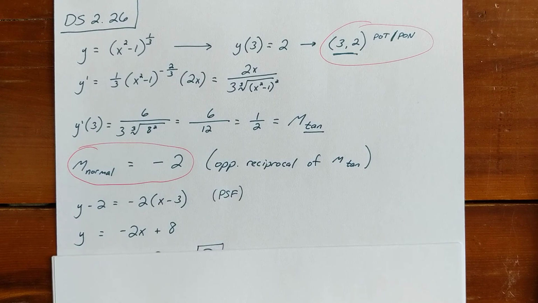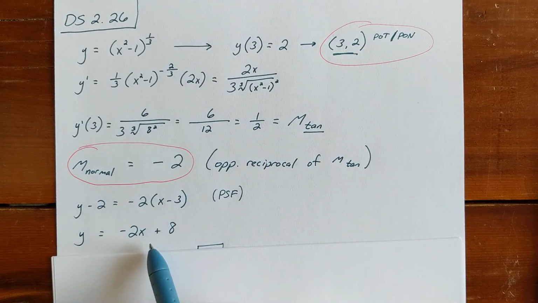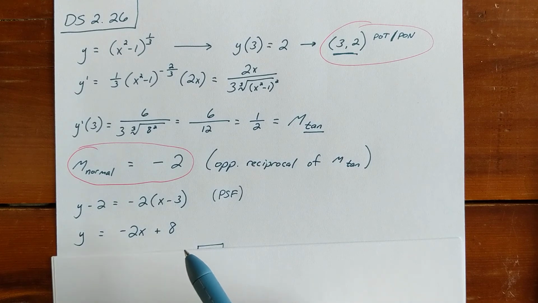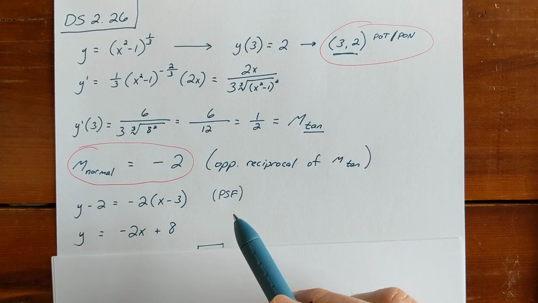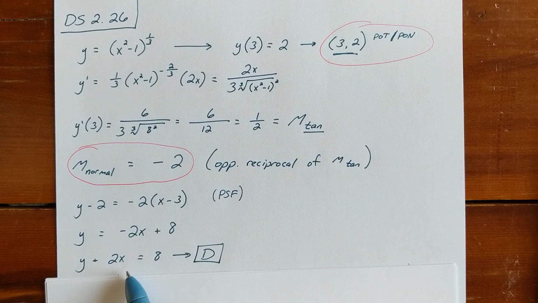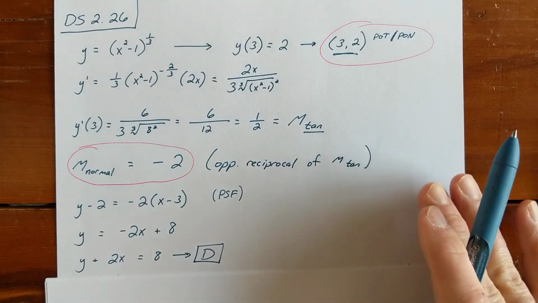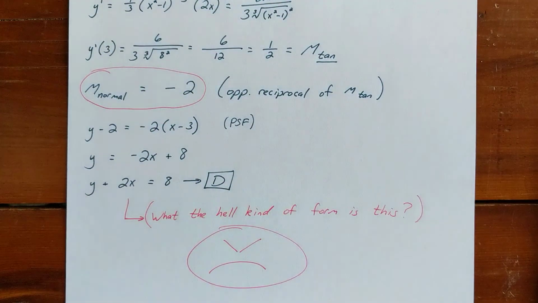So I went ahead and solved that for y, distributed the negative 2, added the 2 over, and got y equals negative 2x plus 8, and then realized that none of the 4 choices were in that form. They were all in something a little bit odd, but luckily the only one that had an 8 in it was D, which was written as y plus 2x is equal to 8. So that was the answer there, D.